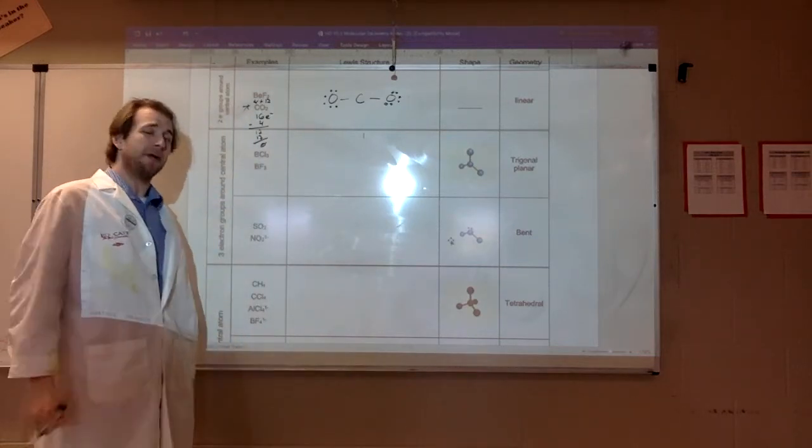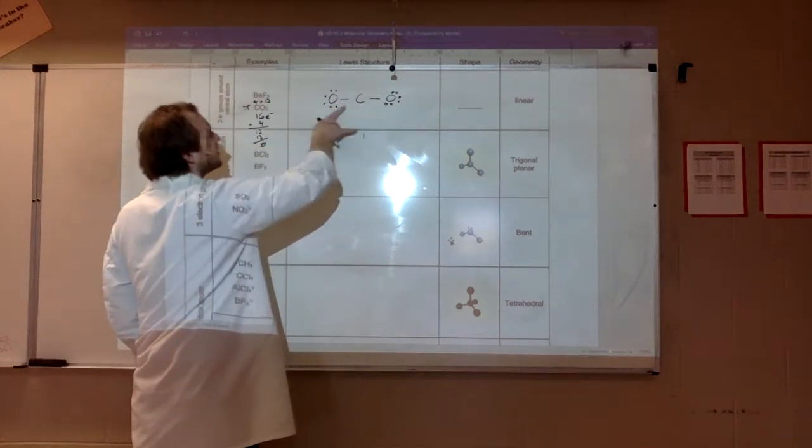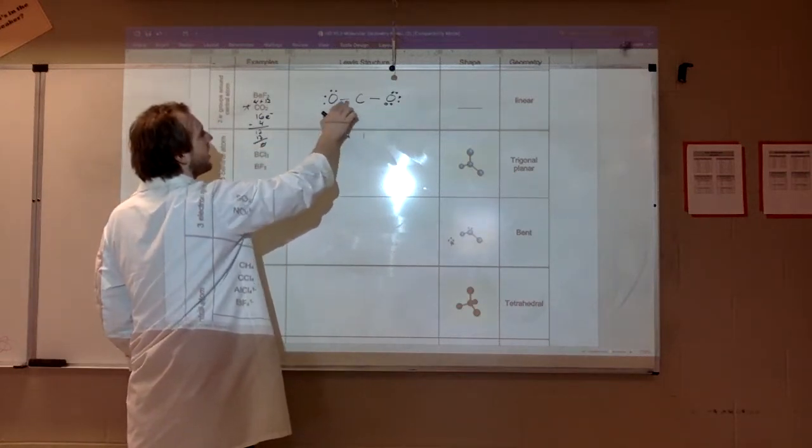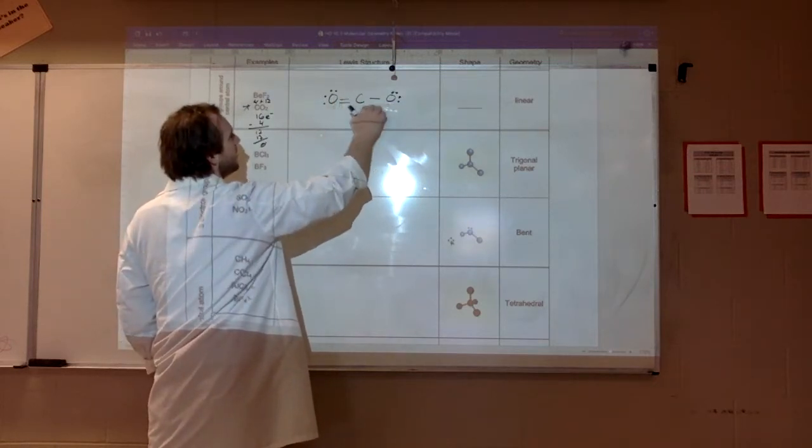Problem is, not everybody's happy. We've got our carbon here with only 4 electrons shared. And so we're going to take 2 of these electrons, bring them down and do an extra little bond there. And then do the same coming back here.